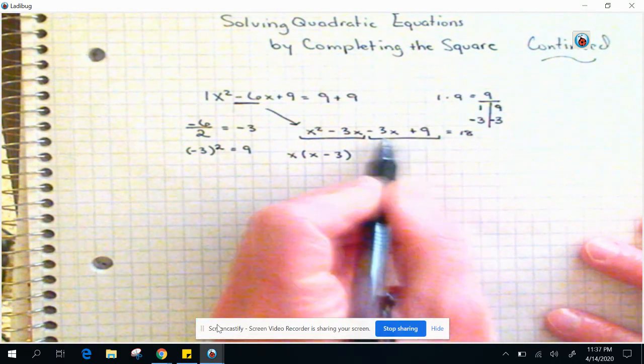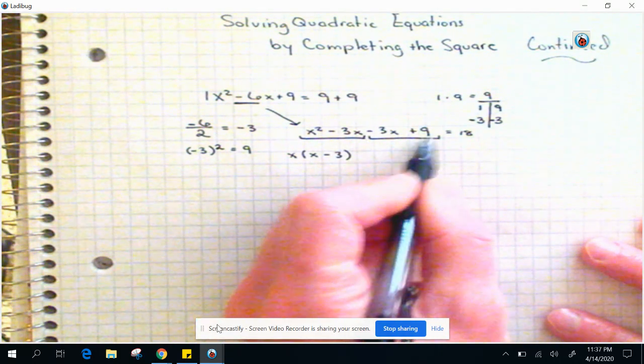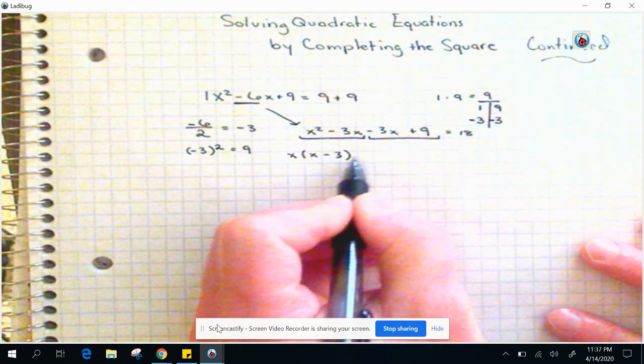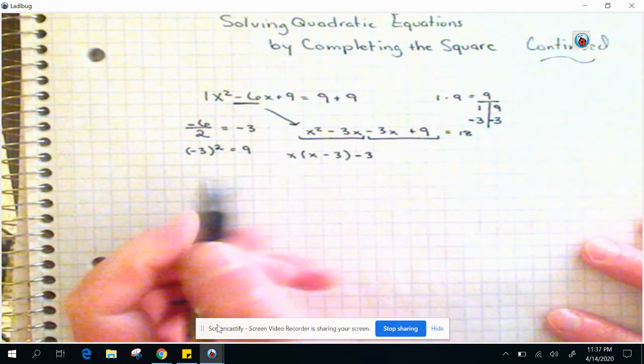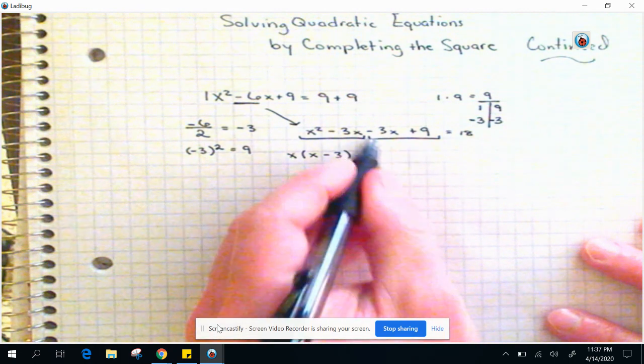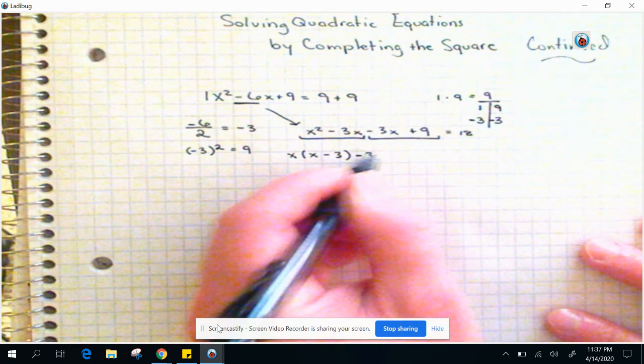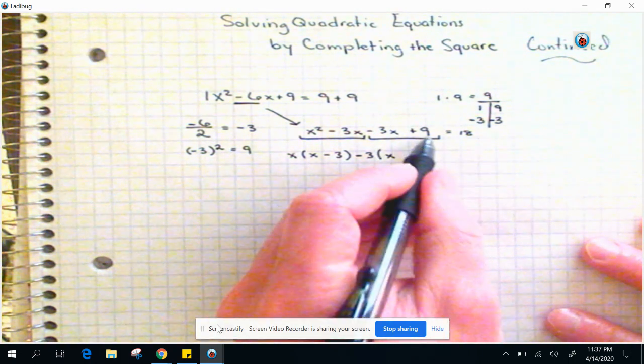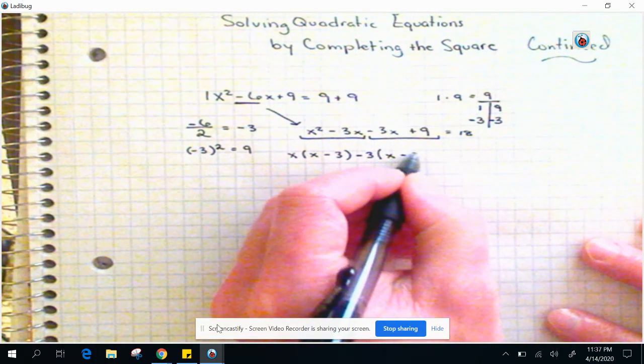Then I'm going to say, well, what does this have in common with this, right? Well, the answer is negative 3. So I'm going to divide out a negative 3 or factor out a negative 3. If I divide this term by negative 3, that leaves me with x. And 9 divided by negative 3 is negative 3.